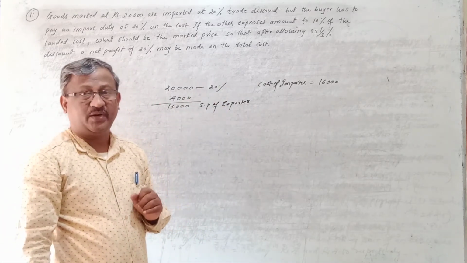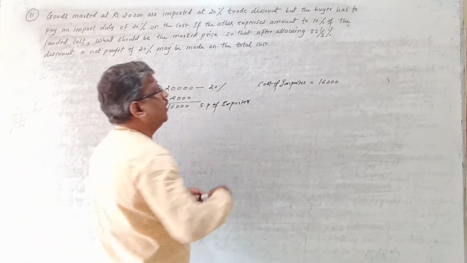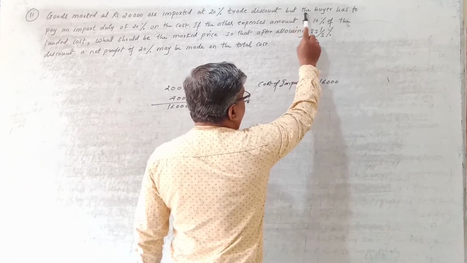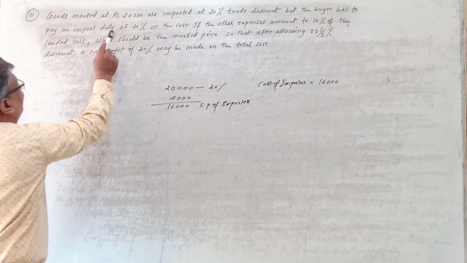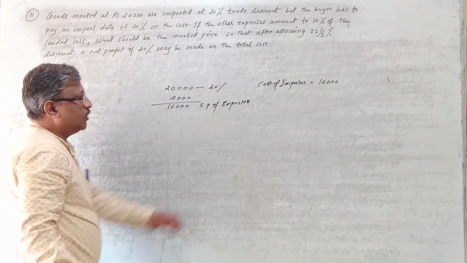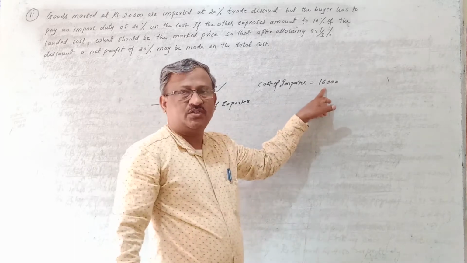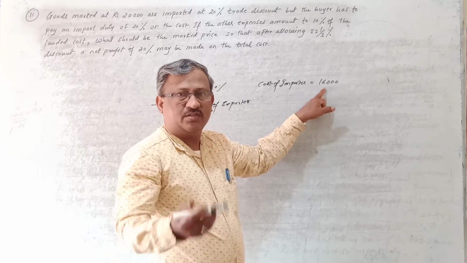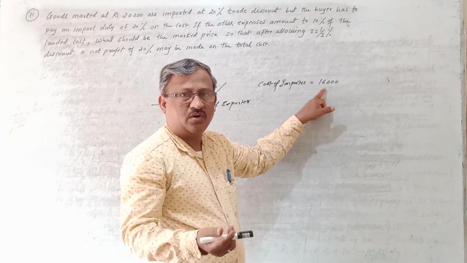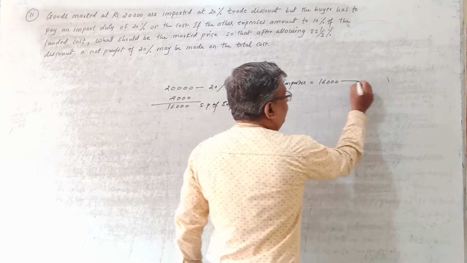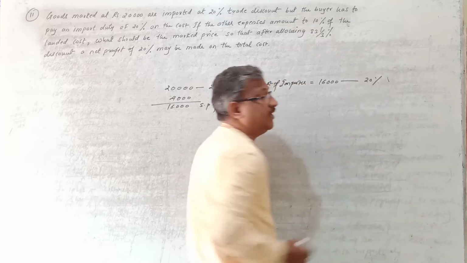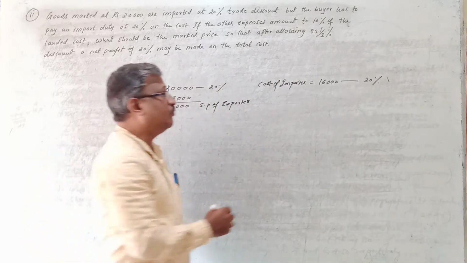And as he is importing the goods from the foreign manufacturer, the importer will have to pay tax to the government. That is called the import duty. They have given that the buyer, the importer, has to pay an import duty of 20% of the cost. So what is the cost price to him? It is 16,000. He is the buyer and the purchase price is called the cost price. So on this he has to pay 20% tax to the government. That is called import duty.